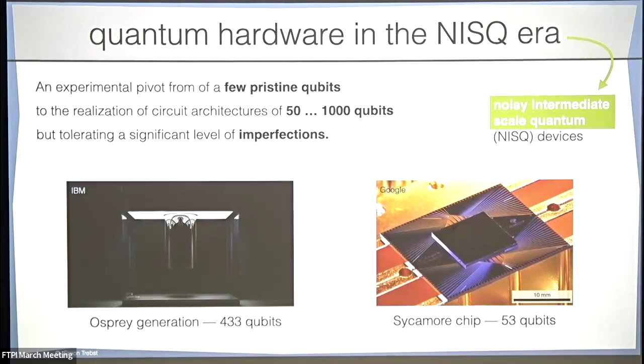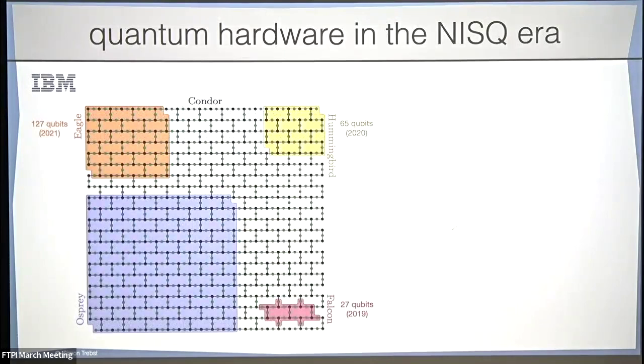that should have ended already. But in the last 5 years, we have seen these devices come online. Of course, you know about the Sycamore chip at Google, and IBM has been charting out the roadmap where they really introduced every year a bigger and larger chip. Starting in 2019, a chip with 27 transmon qubits, 65 in 2020, 127 in 21.